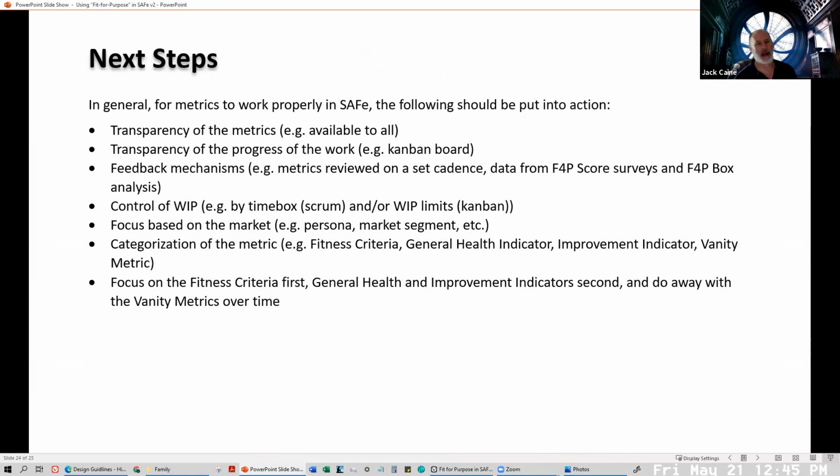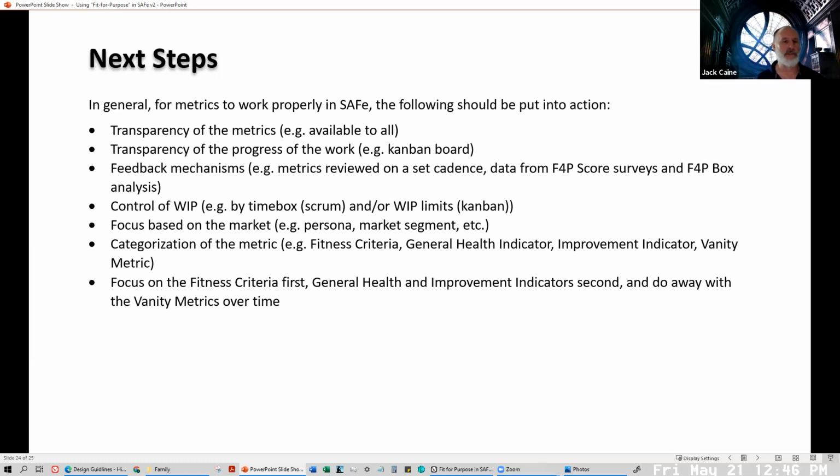Okay, so next steps. In general, for metrics to work properly in SAFe, the following should be put into action. There should be transparency of metrics available to all. There should be transparency of progress of work, for example, Kanban boards, and this is to everybody. We shouldn't say, well, what are those people doing? Well, we should be able to look at the Kanban board.